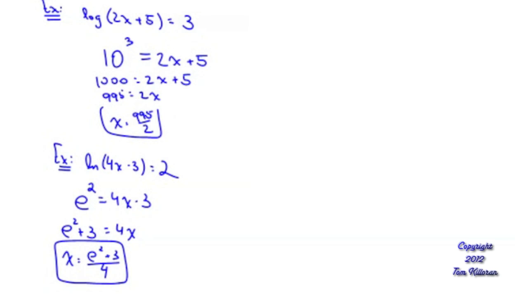How about this one? Log base 3 of x minus 4 plus log base 3 of x plus 2, and it's equal to 3. Now, why is this one different than the other two? The other two had a single log and a number on the other side. This one has 2 logs and a number on the other side. This method only works if it's a single log. So is there a way of writing that as a single log?